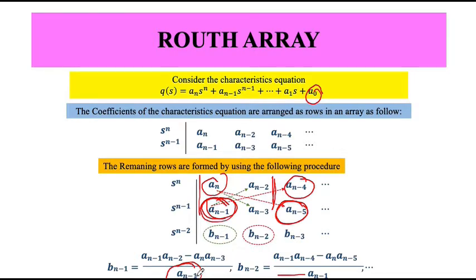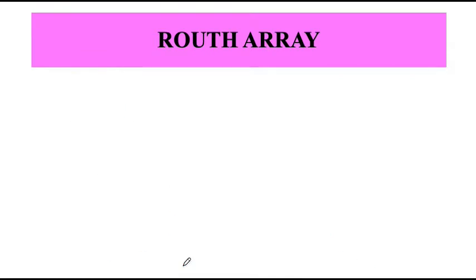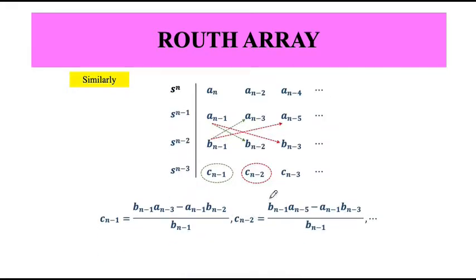Okay, so I just divide it by this coefficient here. Then keep on doing this in this recursive manner. Then how do I compute the third, Cn minus 1? I start from here. So I have Bn minus 1, then An minus 3 into Bn minus 1 minus An minus 1 into Bn minus 2, divided by Bn minus 1, and so on.